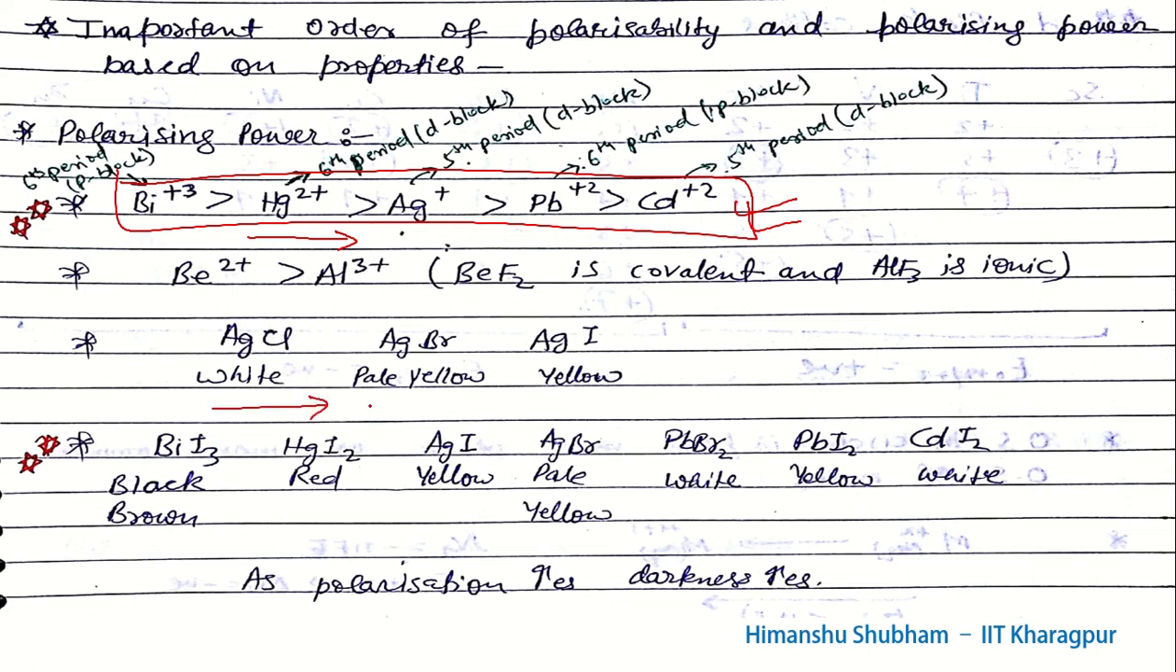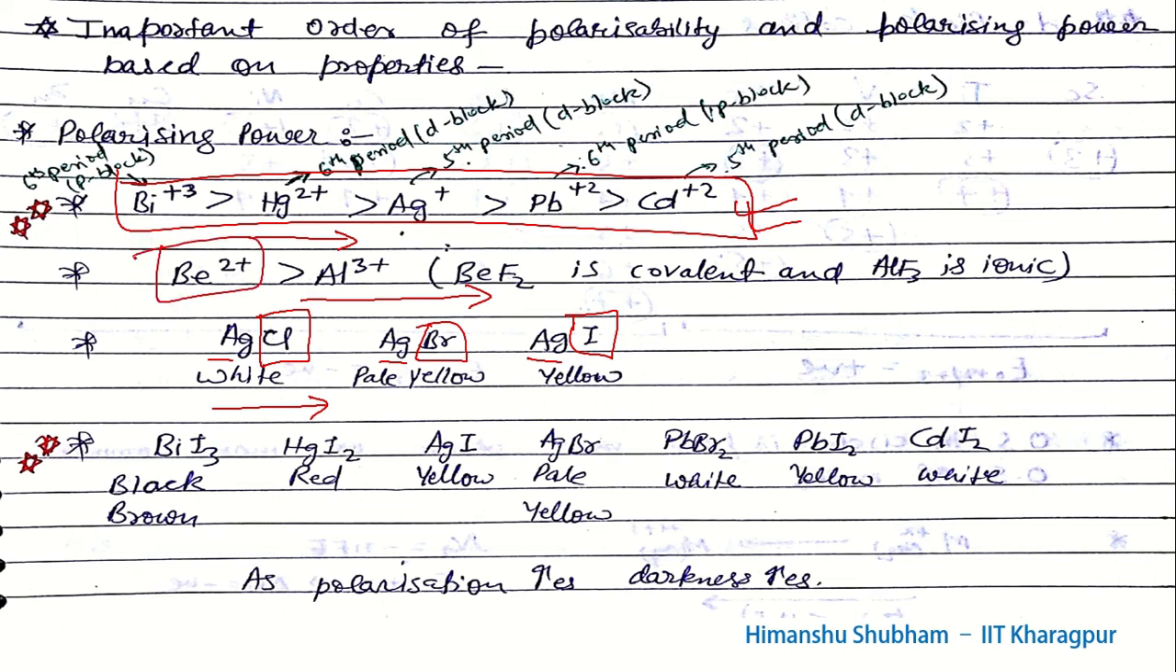So from these two facts we can conclude that polarization or polarizing power or even polarizability and intensity of color are directly related. Next, we can also see here that Cl, Br and I, we have different kinds of anions, but the cation is the same, that is Ag+. So as we go from left to right, the size of the anion is increasing, and so polarizability is increasing, and so intensity of color is also increasing from white to pale yellow to yellow.